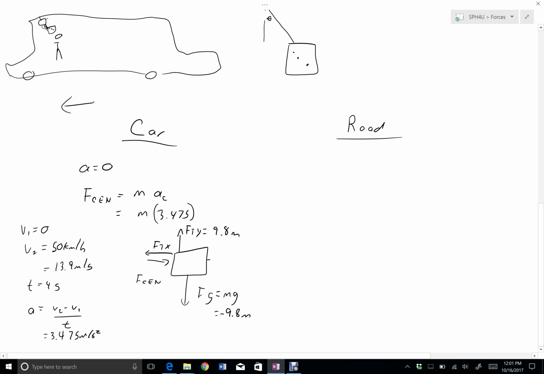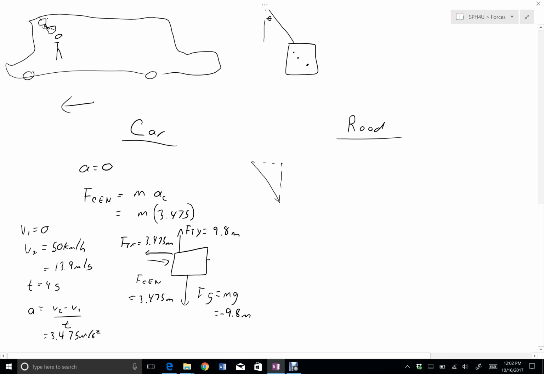And the force of tension in the x direction is canceling the centrifugal force, which I said was 3.475 m. So this must be 3.475 m. And so now I can use my two components of my tensile force to figure out what that angle must be.